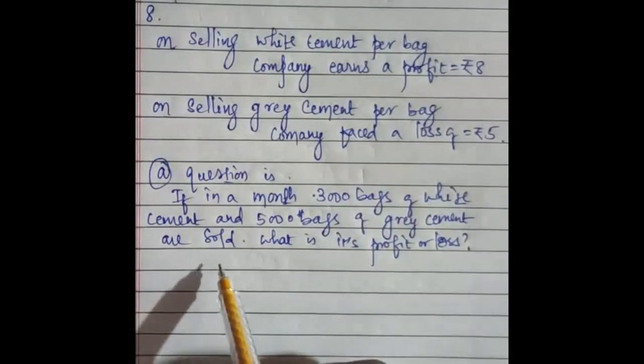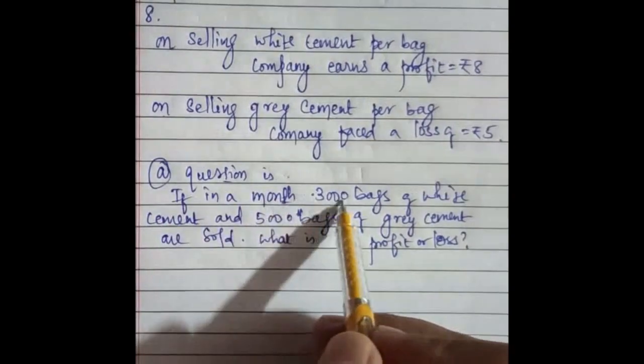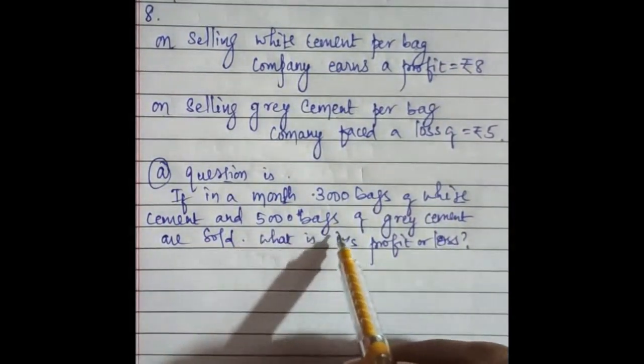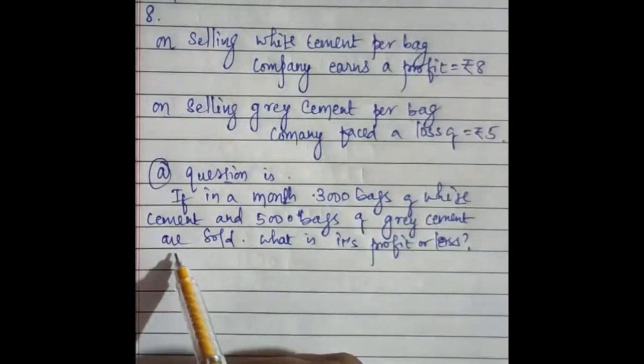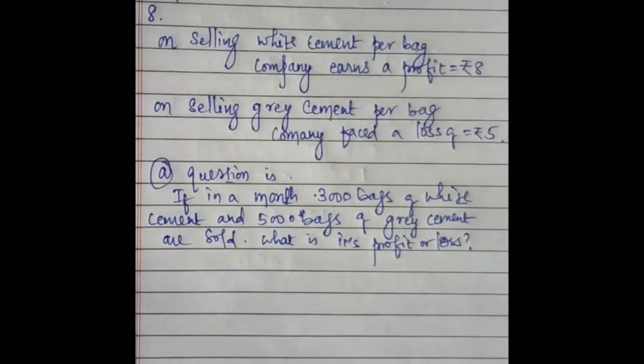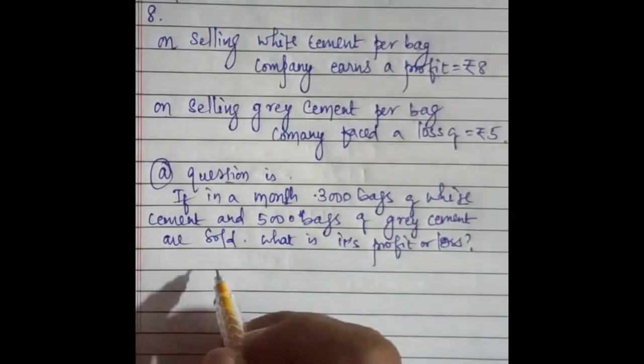5. Okay, so your question is, if in a month they are selling 3000 bags of white cement and 5000 bags of grey cement, if they are selling this, then what is the profit or loss? That is, you have to find. For that, what we will do is, we will consider the profit as a positive integer and a loss as a negative integer. Okay, so let us do this.